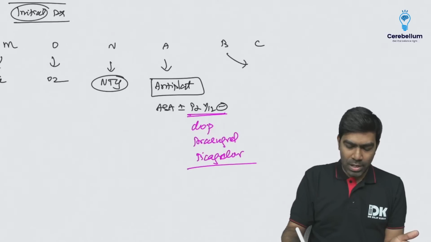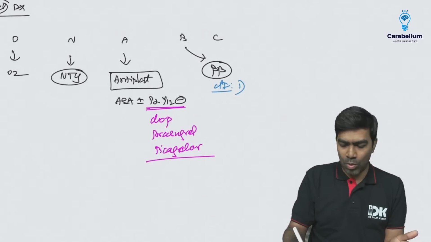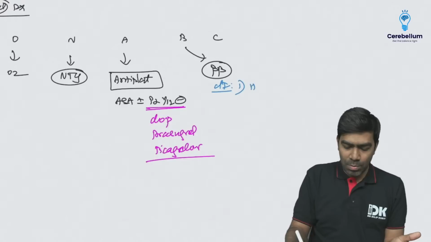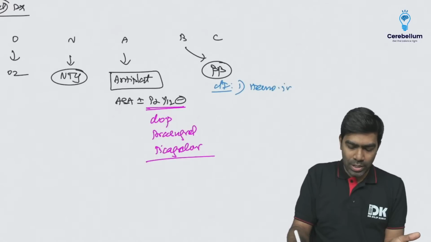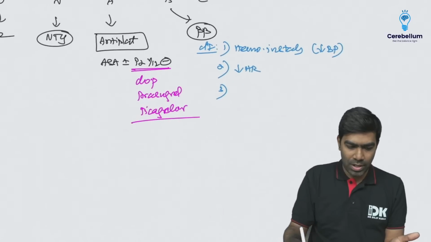B stands for beta blockers, and you need to know the standard beta blocker contraindications. What are the beta blocker contraindications? Number one, if the patient is having hemodynamic instability, I'm not going to use a negative inotropic drug like a beta blocker. Second, if the patient is having a low heart rate or hemodynamic instability, meaning low BP, I'm not going to use it. If the patient is having acute heart failure, I'm not going to use it.